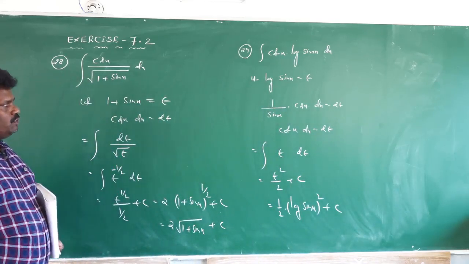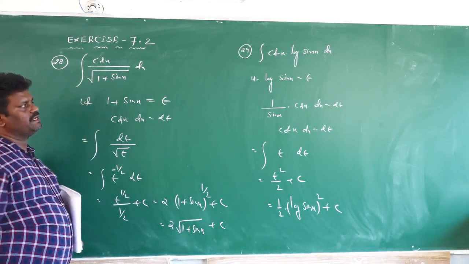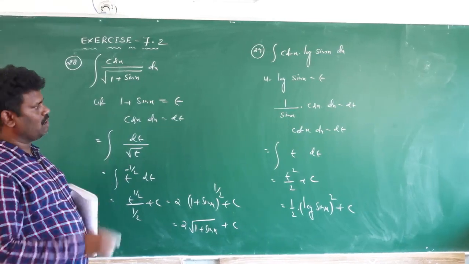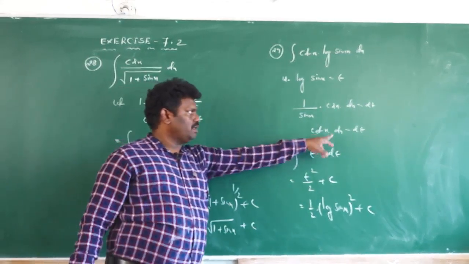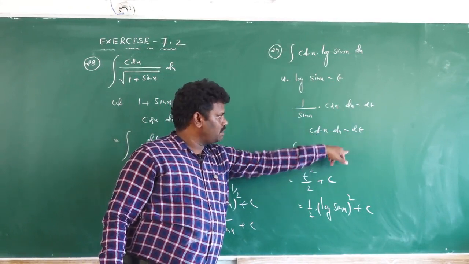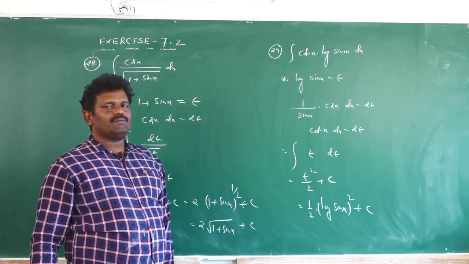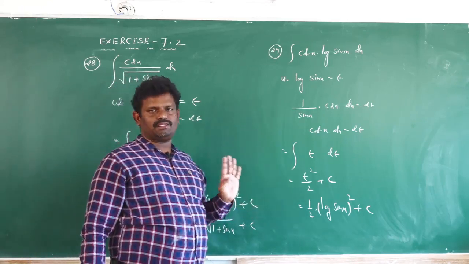T square by 2. So log of sin x is equal to t. Log of sin x derivative is 1 by sin x, sin x derivative cos. Cos by sin is cot. Cot x dx is equal to dt. Integral cot x dx replaced by dt. Log of sin x is totally t. Then t square by 2, that is 1 by 2 into log of sin x whole square plus c.